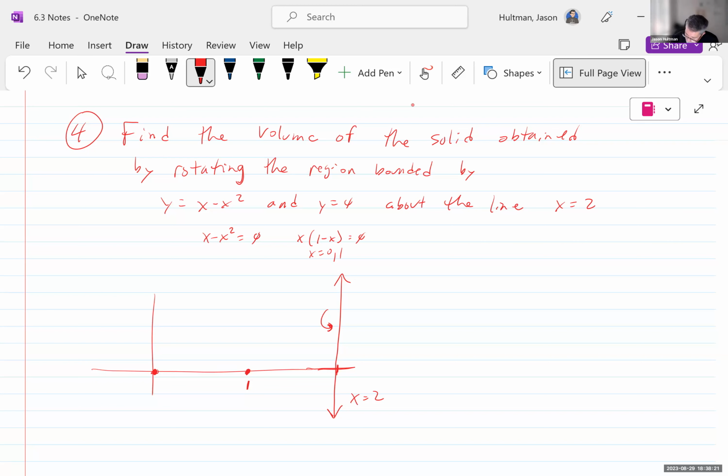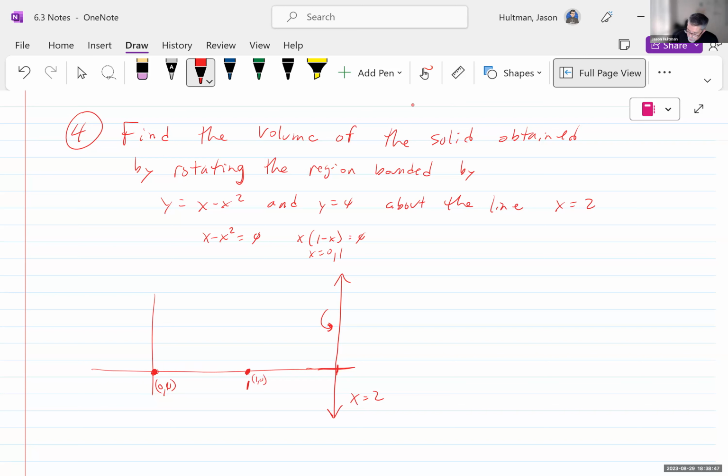And what are we going to rotate though? That's the thing here. Well, it's x minus x squared. What does y equals x minus x squared look like? We have our roots, our x-intercepts. There is no y-intercept except at 0, 0. So 0, 0 is a point, and 1, 0 is a point.